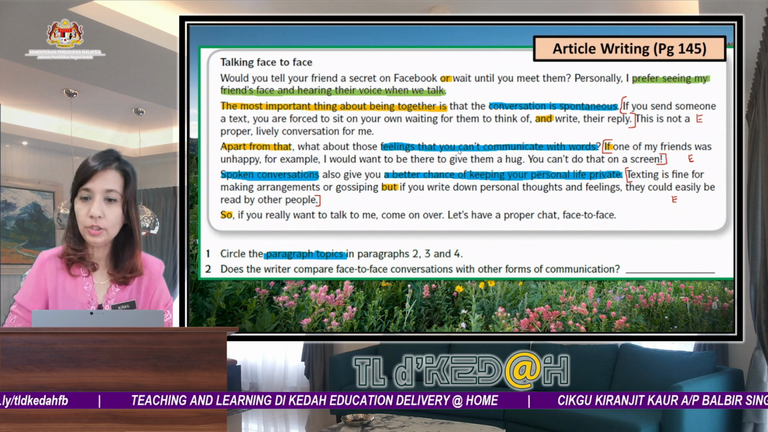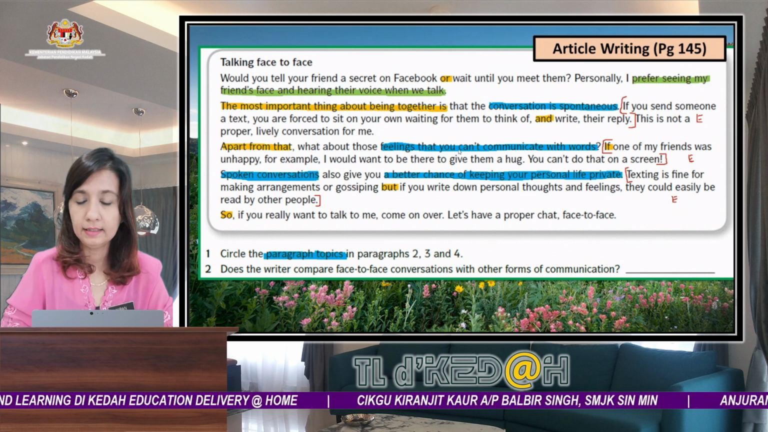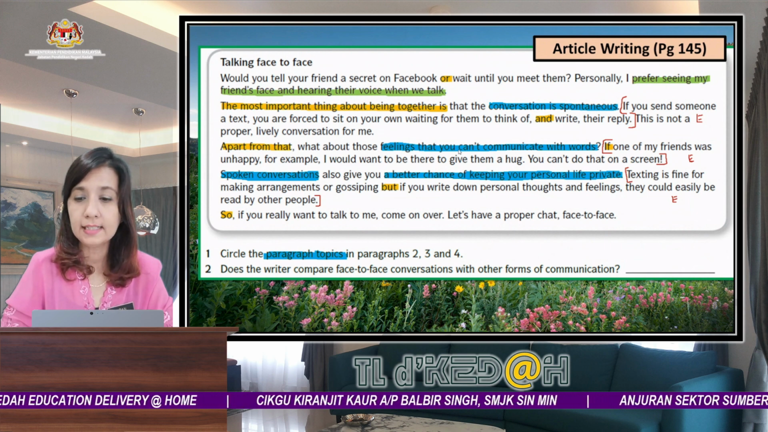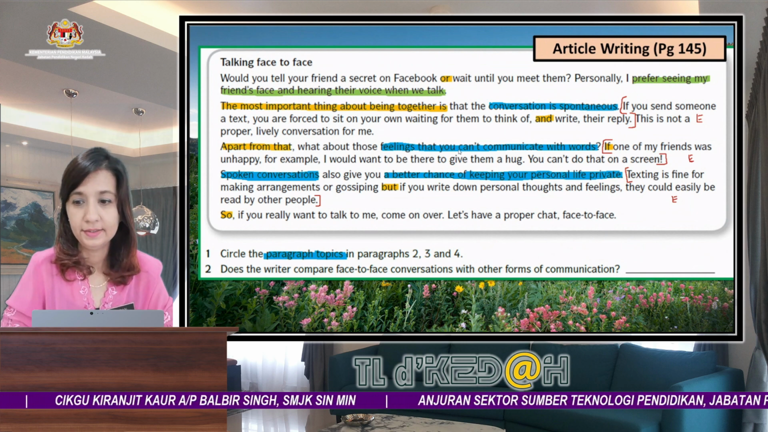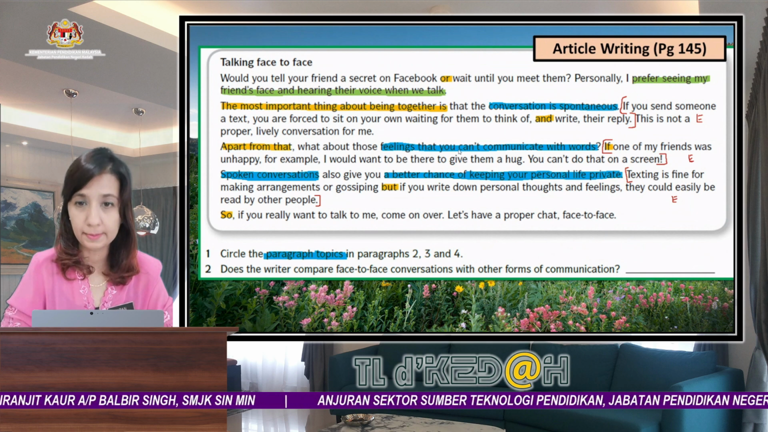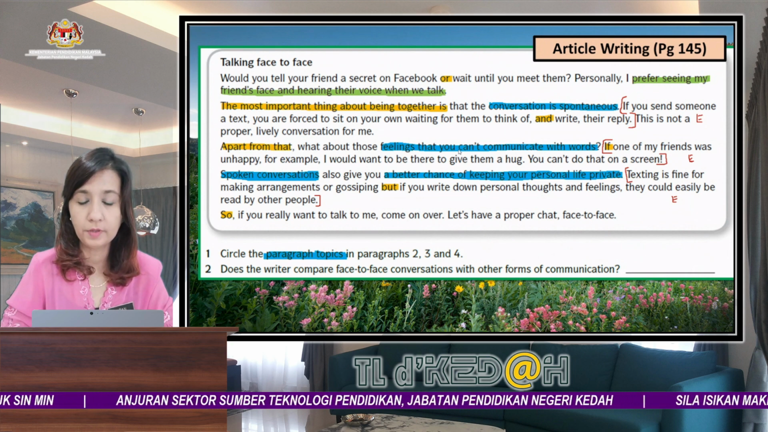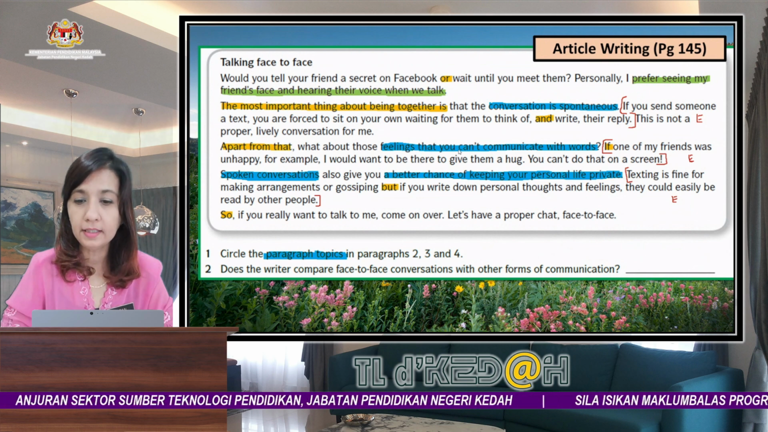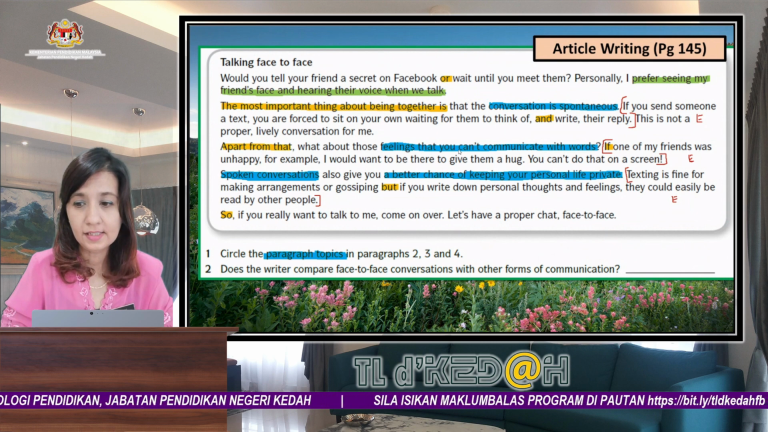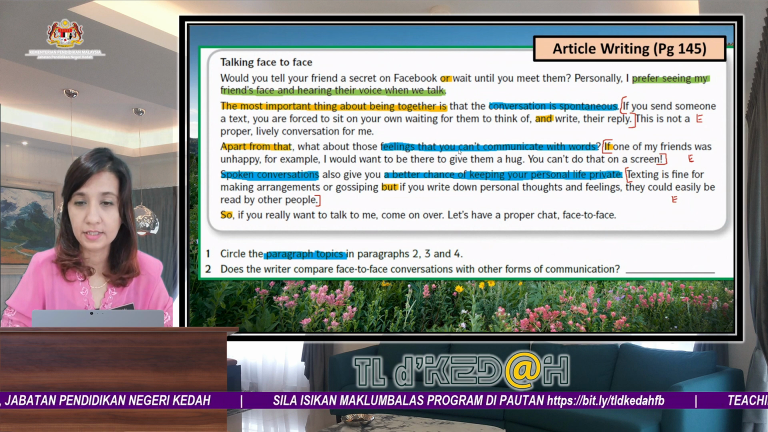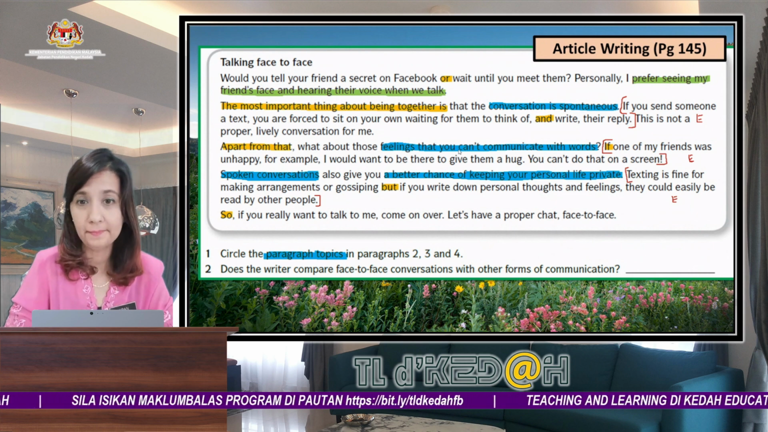Okay? And then you look at the elaboration. So the point is stated here that she likes face-to-face because conversation is spontaneous. Straight away you get your reply. Okay? And then she adds the elaboration. E here stands for elaboration. If you send someone a text, you are forced to sit on your own, waiting for them to think of and write their reply. This is not a proper, lively conversation for me. So maybe you can write a bit more on this, giving it an example.